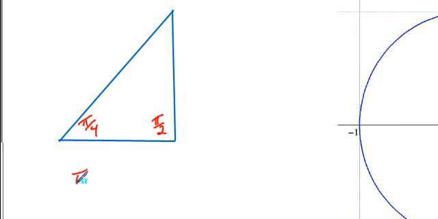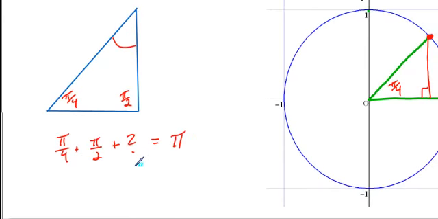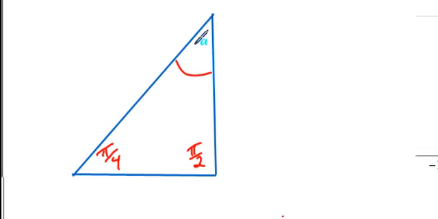And again, we know that pi over 4 plus pi over 2 plus this mystery angle has to total pi, because all triangles have a total radian measure of pi. Well, doing some math, we can know that this missing piece is also pi over 4, because pi over 4 plus pi over 4 plus pi over 2 is equivalent to 1 pi. So that means our mystery angle in radian form is another pi over 4. That makes this an isosceles triangle.